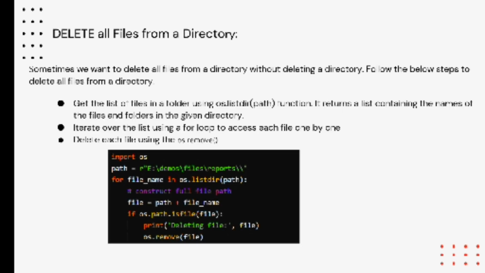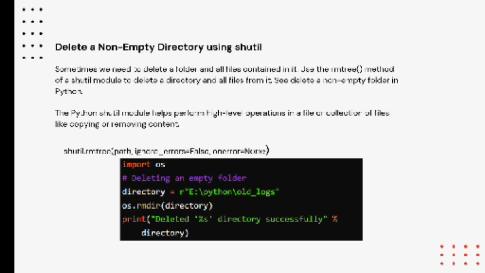Deleting all files from a directory. Sometimes we want to delete all files from a directory without deleting the directory. Follow the below steps to delete all files in the directory. Get the list of files in the folder using the os.listdir(path) function. It returns a list containing the names of the files and folders in the given directory. Iterate over the list using a for loop to access each file one by one. Delete each file using os.remove. Here we can see the code for deleting all the files from a directory.